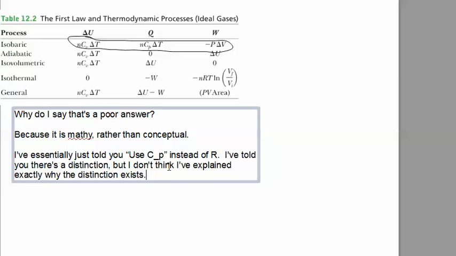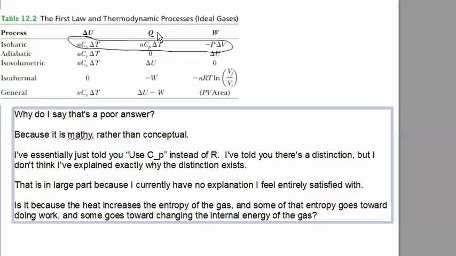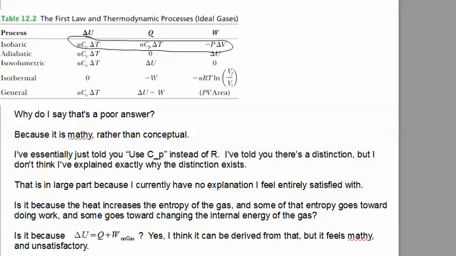I've essentially just told you to use C sub P instead of R. I've told you there's a distinction, but I don't think I've explained exactly why the distinction exists. That is in large part because I currently have no explanation I feel entirely satisfied with. Is it because the heat increases the entropy of the gas, and some of that entropy goes towards doing work, and some goes towards changing the internal energy of the gas? Is it because delta U is equal to Q plus the work on the gas? Yes, I think it can be derived from that, but it still feels mathy and unsatisfactory.